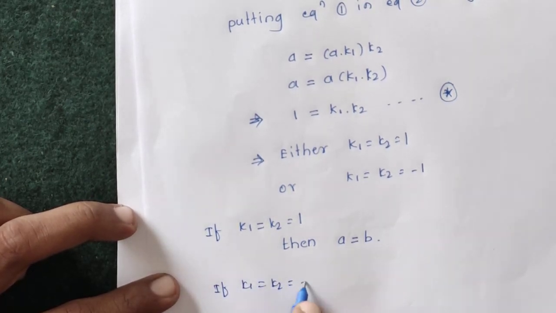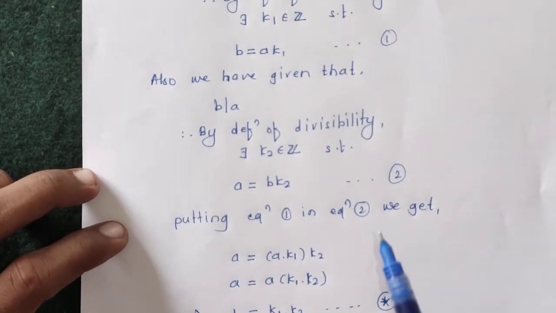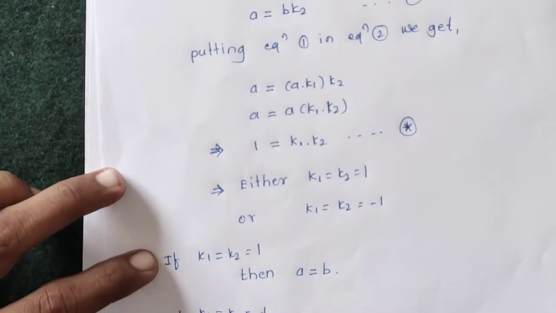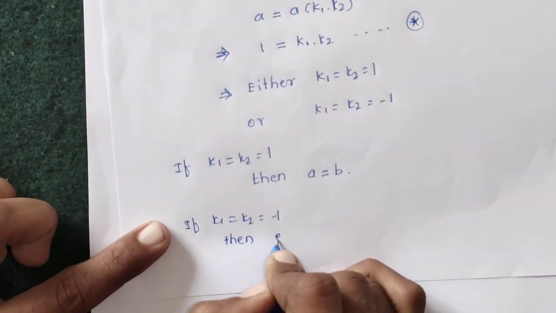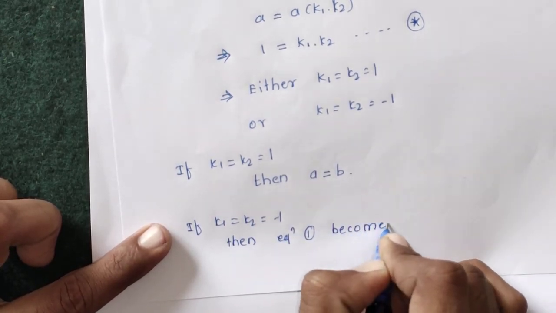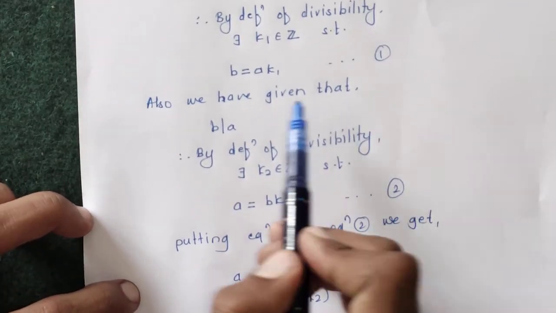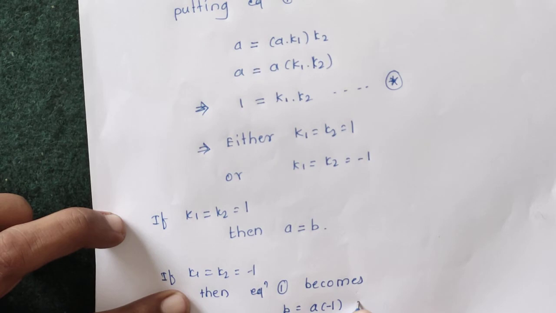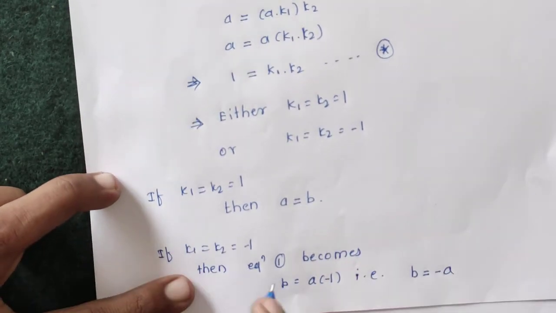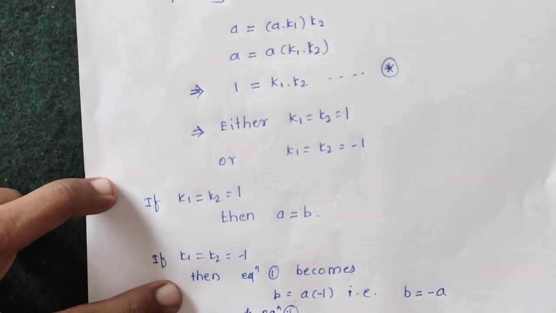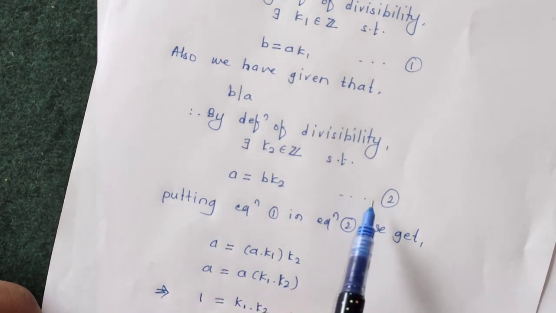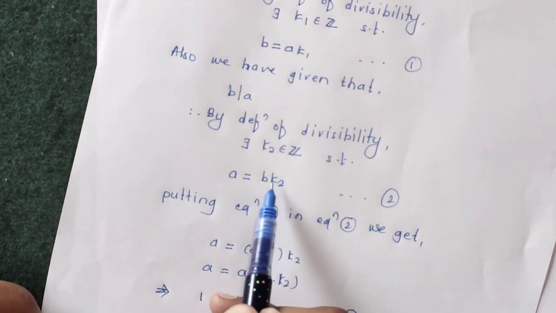Now, if k1 is equal to k2 is equal to minus 1, that is both k1 and k2 are equal to minus 1, then equation 1, which is B is equal to A into k1, becomes B is equal to A into minus 1, that is B is equal to minus A. And if k2 is equal to minus 1, then equation 2, A is equal to B k2, becomes A is equal to B into minus 1, and B into minus 1 is minus B. So equation 2 becomes A is equal to minus B.